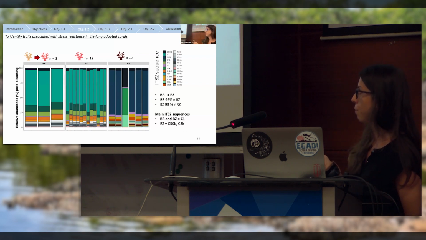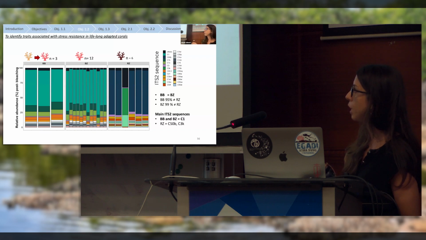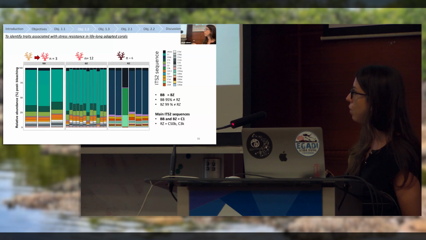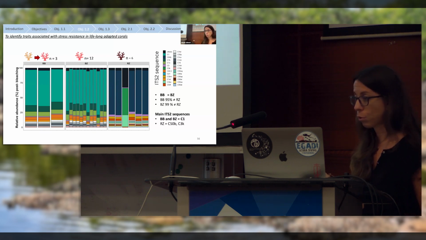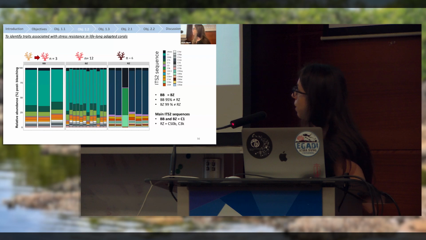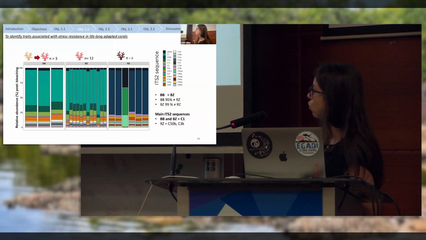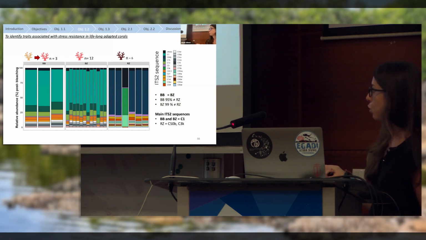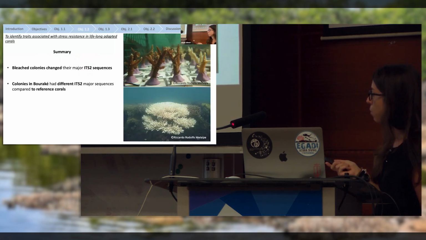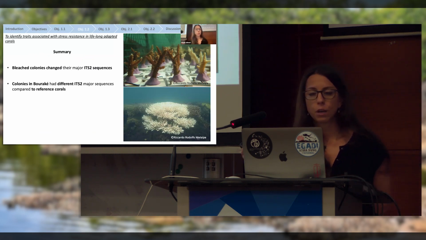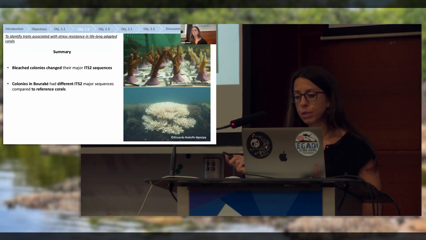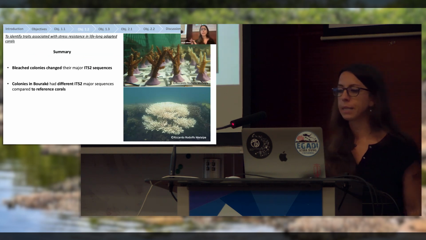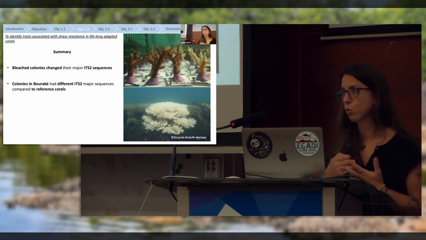Here are the data after bleaching, and we can see how the 3 bleached colonies that survived took up the same major sequences as the unbleached colonies just after recovery. And the reference colonies actually kept the differences between the reference site and the Bourake population. So to sum up the results, we observed that bleached colonies changed the ITS2 major sequence between bleaching and post-bleaching, and that colonies from the reference site had a different algal symbiont community compared to the Bourake population.